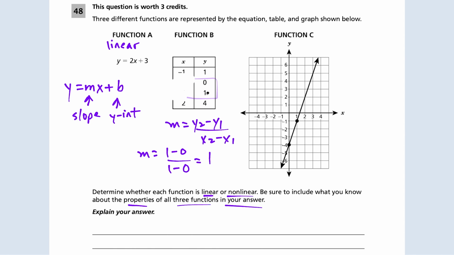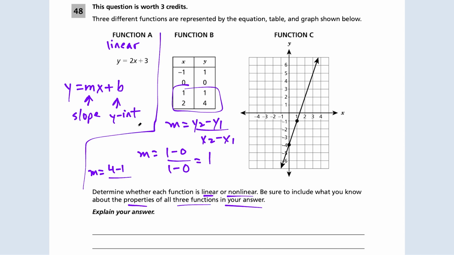But now let's see what happens when I find the slope between the next 2 set of points. So if I were to find the slope one more time, we'll just go ahead and make some dividing lines here. If I find the slope again, this time between these 2 points, now I would have 4 minus 1 divided by 2 minus 1. And when I divide this time around, I have 4 minus 1 is 3 divided by 1, which is 3. So notice that the rate of change is not the same each time. We went from a slope of 1 to now we have a slope of 3. So this one here is nonlinear. Okay, so this is going to be nonlinear because the rate of change is not constant to get from one point to the next.